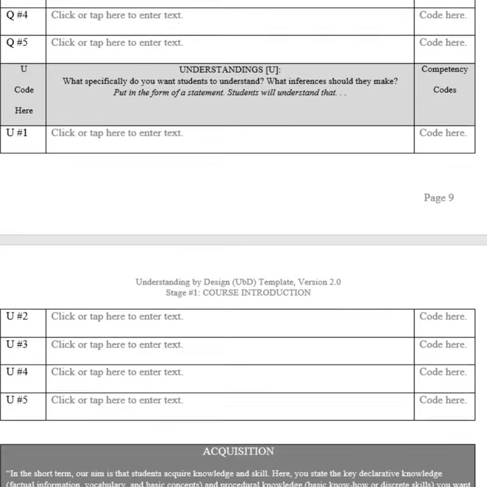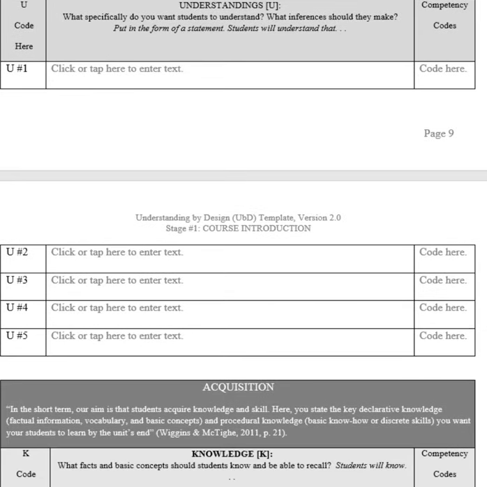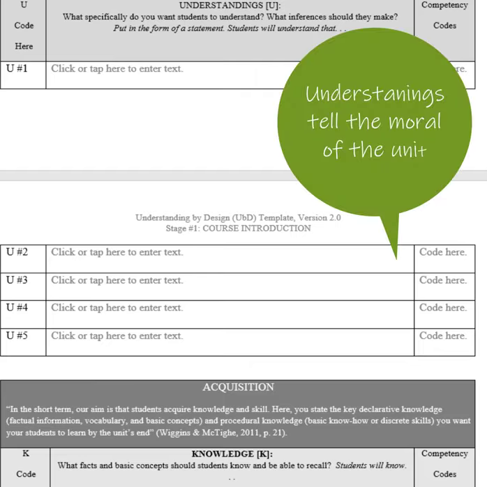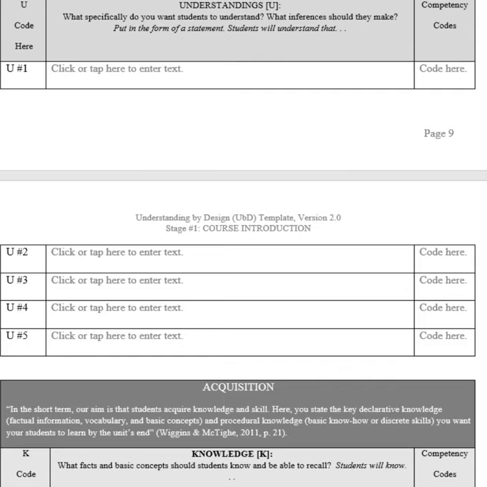Next, we look at understandings. Understandings are the insights and conclusions that students should develop regarding the concept of the unit or big idea. Wiggins and McTighe describe understanding as the moral of your unit. The understanding should be phrased in full sentence statements. One common mistake is to make understandings specific to a skill. Instead, understandings should be made so that they're transferable across learning disciplines.